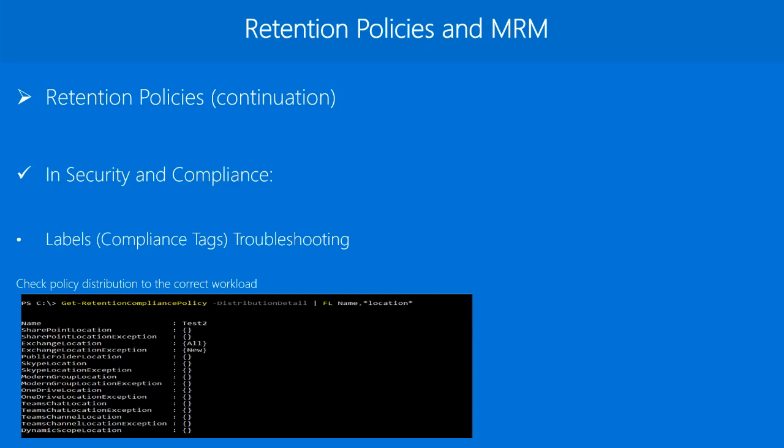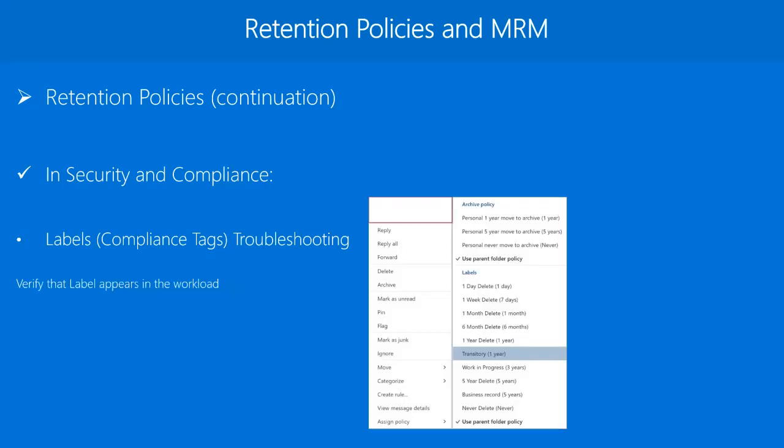In this slide, we have talked about the retention compliance policy. You have a PowerShell command to get the details about the retention compliance policy. So you run Get-RetentionCompliancePolicy, and you can also use the DistributionDetail switch, which can specify whether this particular compliance policy is being applied to all the workloads to which you have sent this policy. Moving on.